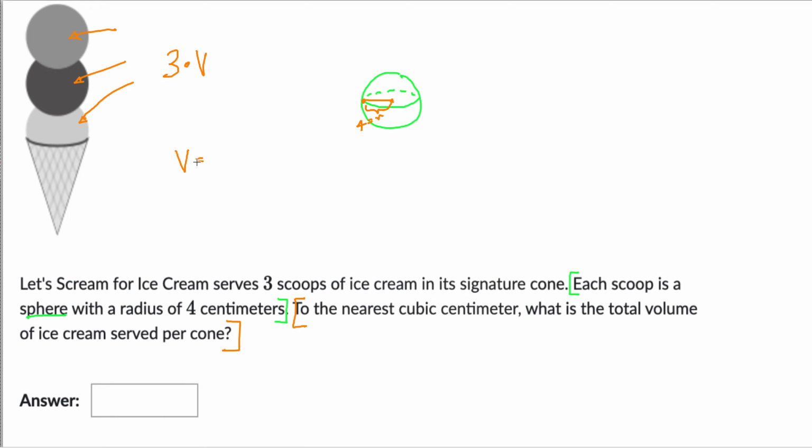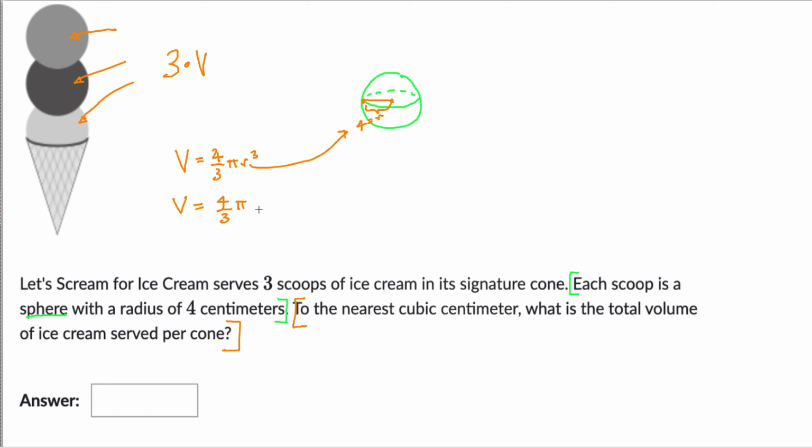So volume of a sphere is 4/3 pi r cubed. So we need to just know that. We need to go to our formula sheet. We have our reference sheet. And we look and we see volume is equal to 4/3 pi r cubed. We know what r is for each one. R is 4. And we just need to carefully do this arithmetic.